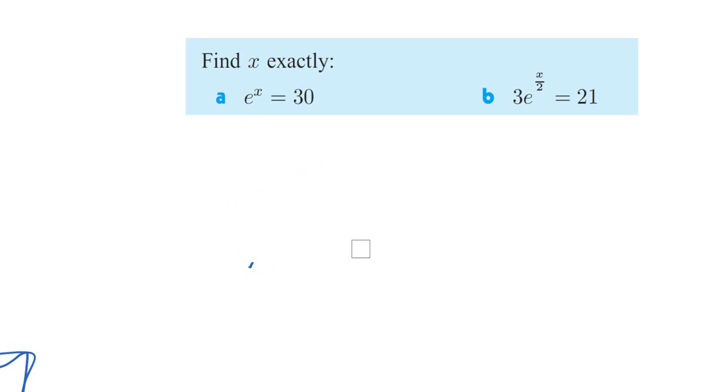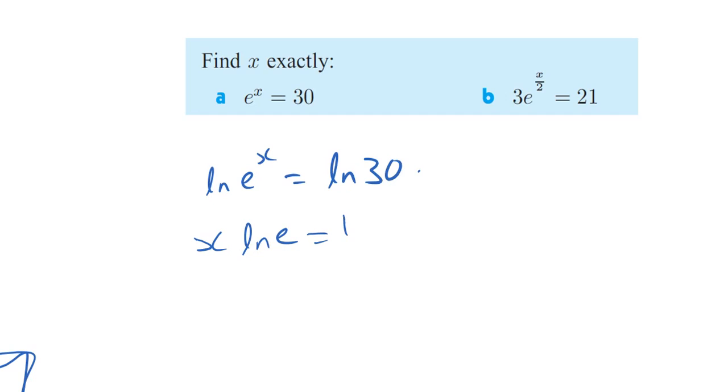So if I'm going to solve this equation, I'm going to take logs of both sides, but I'm going to use ln on both sides. So ln of e to the x equals ln of 30. Now I can bring the x outside: x ln of e equals ln of 30. And of course, what is it I raise e by to get e? Just a 1. It cancels itself out, so we're just left like that.